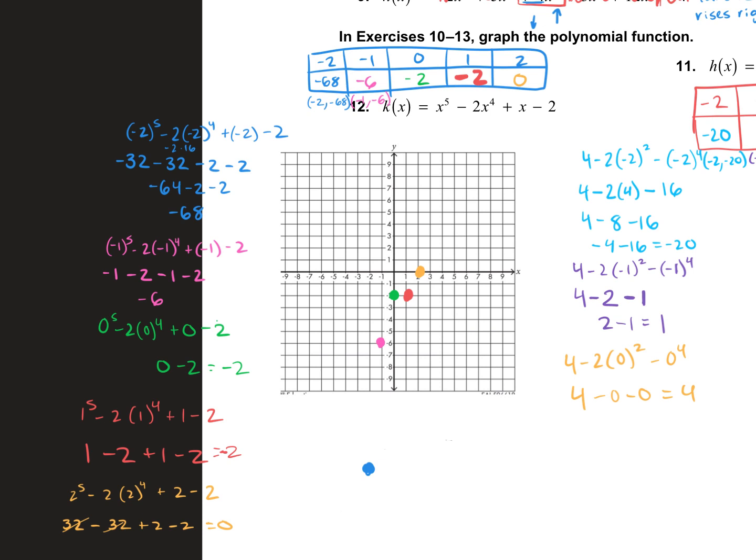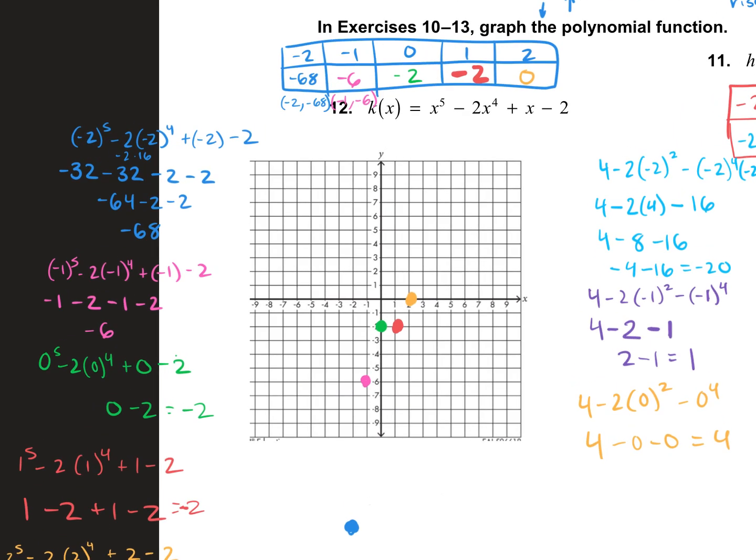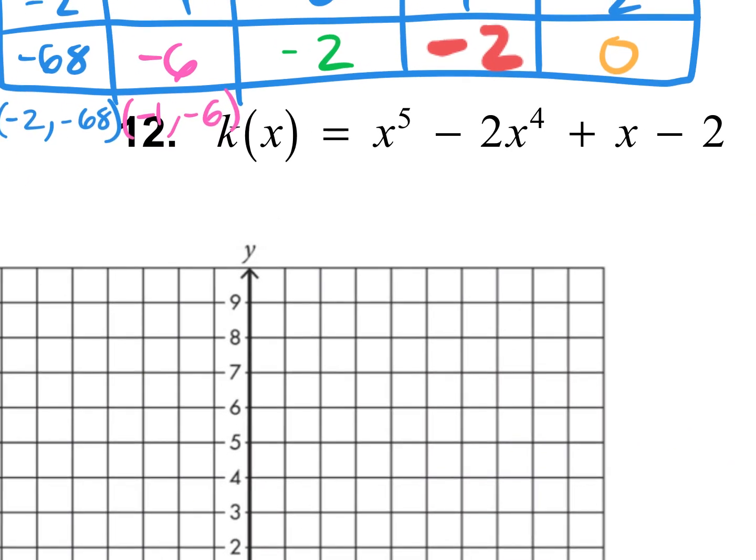What's next? Connect the dots, but what else do we need to know? The end behavior. Which term am I looking at for the end behavior? X to the 5th power. The rest of it doesn't matter. So x to the 5th power. Is it even or odd degree? Odd. So are they going to go in the same direction or opposite? Opposite.